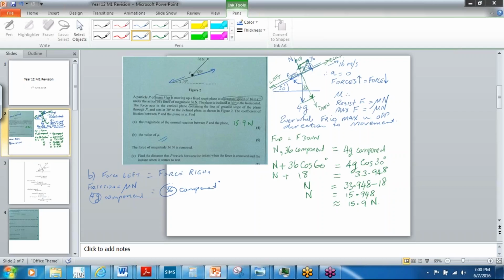Okay, let's get this into an equation. Our friction force is nu N plus our 4g component is 4g, that's 60, so cos of 60.